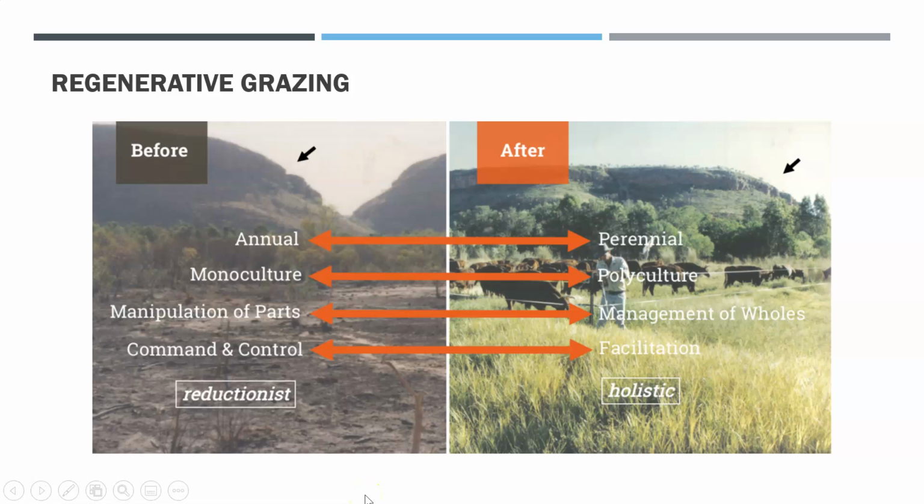Some people use what's called regenerative grazing, and they actually use animals to rejuvenate an area into a usable area for cattle. So you can see we've talked about many of these things. So in the original method they talk about here, they went from using annual plants to perennials, from a monoculture to a polyculture. Instead of just focusing on parts, they were managing wholes, and instead of trying to control the ground, they're trying to make it do what it does naturally better. You can see the huge difference in all of the vegetation in this area.